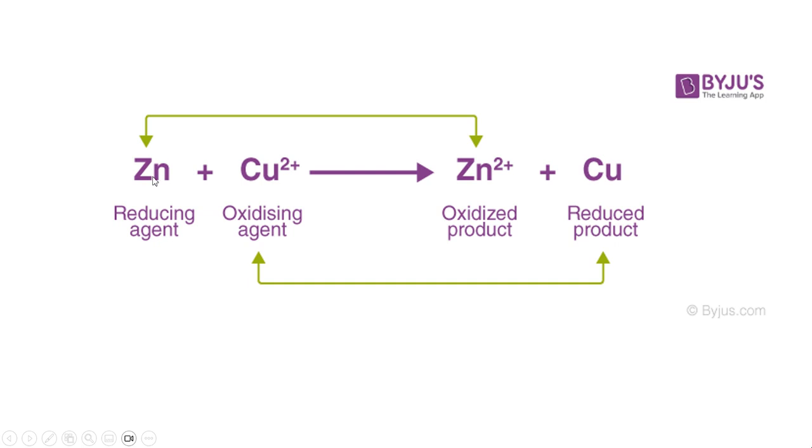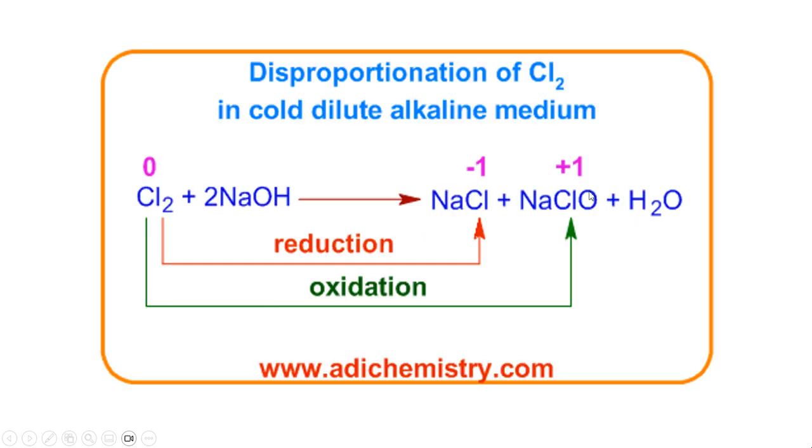Now Zn: Zn goes to Zn2+, so it was oxidized because it increased in oxidation number. Cu had a higher oxidation number first, and then it becomes 0, so it was reduced.